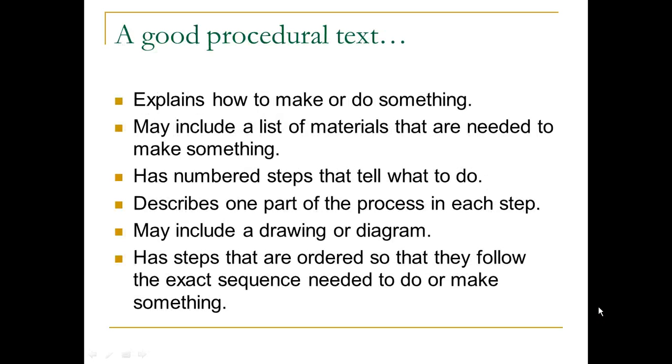It is important to know about the characteristics of a good procedural text. The following are some of the characteristics to think about. A good procedural text explains how to make or do something, may include a list of materials that are needed to make something, has numbered steps that tell what to do, describes one part of the process in each step, may include a drawing or diagram, has steps that are ordered so that they follow the exact sequence needed to do or make something. Pause the video and write these characteristics down.